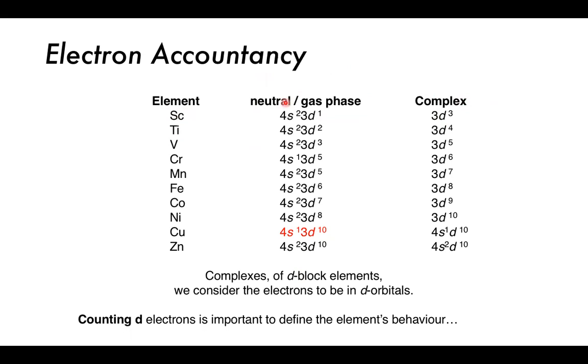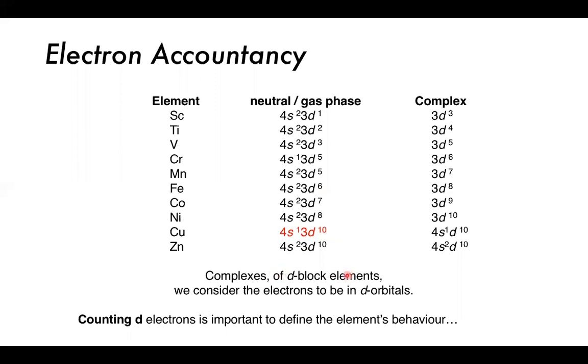So the neutral gas phase typically fills the 4s first, as we would understand from our electron filling rules, the Aufbau principle, and so on. But then whenever it forms a complex, typically the s electrons are shifted across into the d orbitals, which will be more apparent to you as we go through and try to understand how some of these complexes actually form.